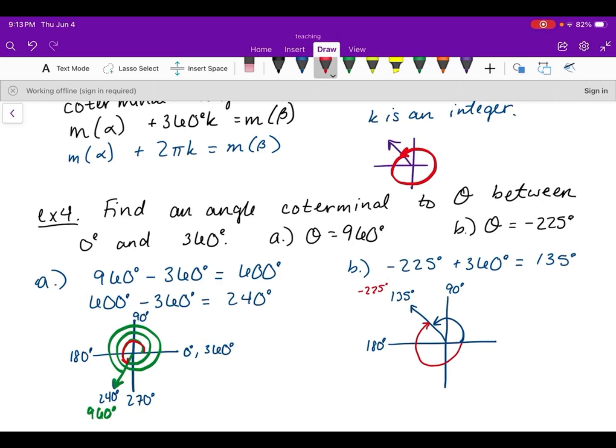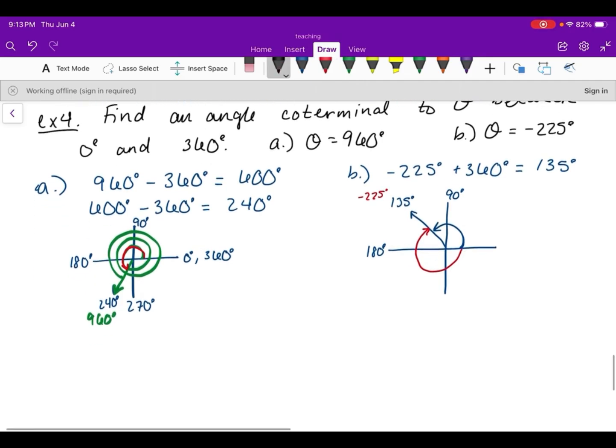But they have the same terminal side. They're in the same spot, so they're pretty much the same angle. We call it coterminal though. So those are your most common uses of finding coterminal angles, is just trying to get angles between 0 and 360 instead of too big or negative.